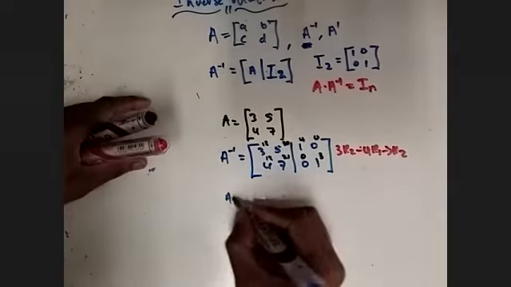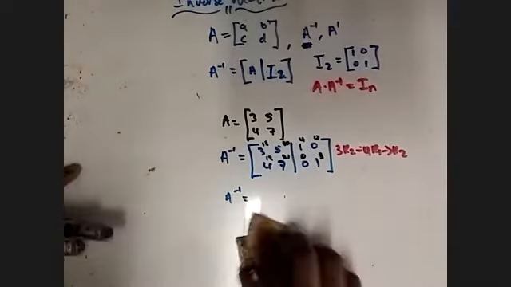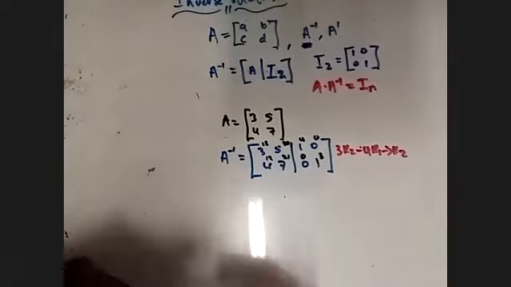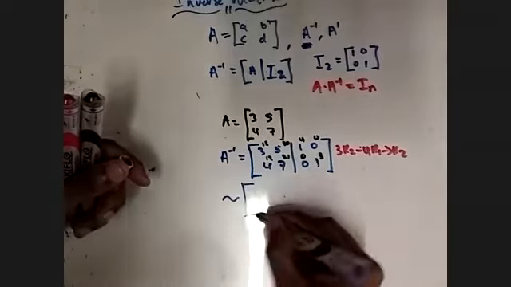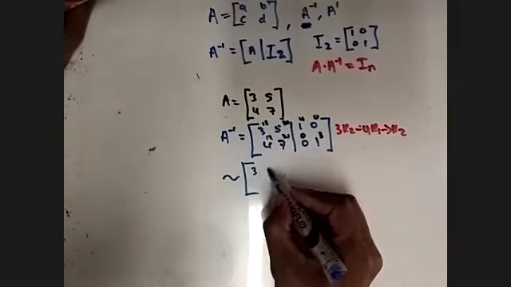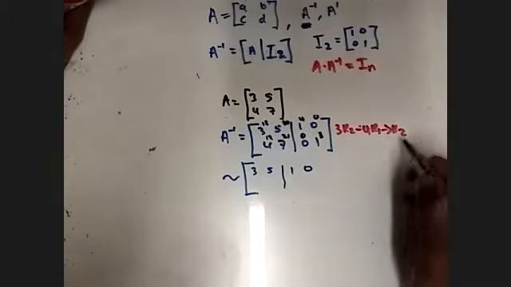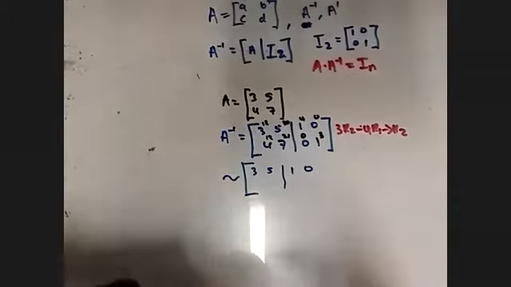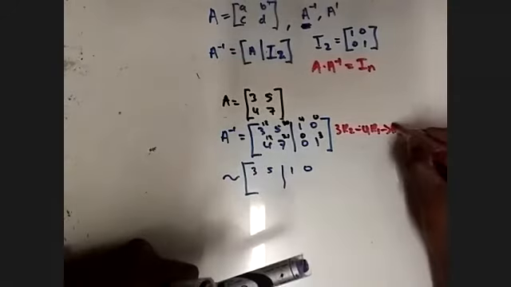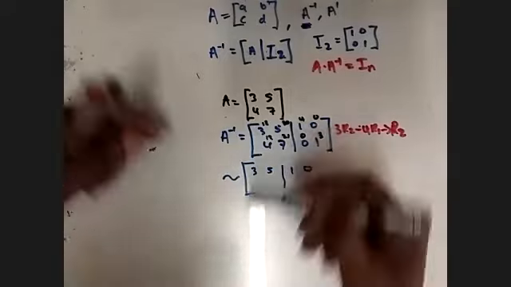So this is what's going to happen. 12 minus 12. Okay. 3, 5. 1, 0. This one stays the same. The only one that is affected is R2. This is R2. Now, 12 minus 12.